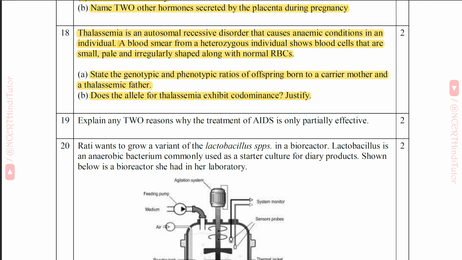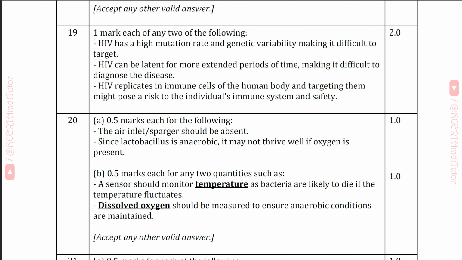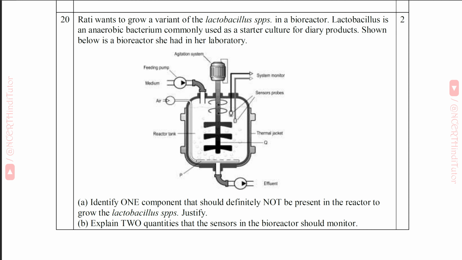Question 19. Explain any 2 reasons why the treatment of AIDS is only partially effective. Answer. HIV has a high mutation rate and genetic variability making it difficult to target. HIV can be latent for extended periods of time, making it difficult to diagnose the disease. HIV replicates in immune cells of the human body and targeting them might pose a risk to the individual's immune system and safety.